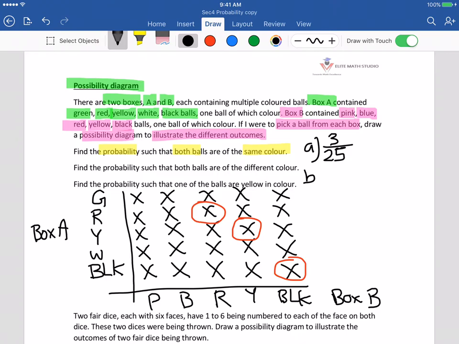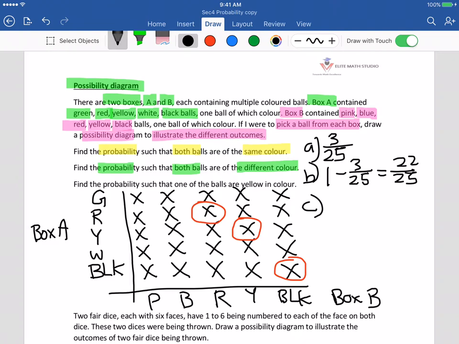Part B, let's read. The question wants us to find the probability that both balls are of a different color. If the probability of both balls being the same color is 3 over 25, then the probability of both balls being a different color is one whole minus 3 over 25. So the answer is just 22 over 25. That's the second answer.